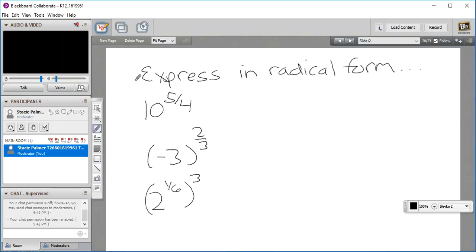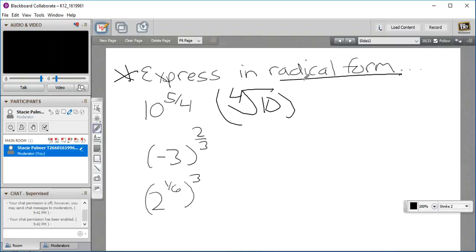Okay, so let's go ahead and practice a few more of putting something that has a rational exponent in radical form, and then we're going to practice putting something in radical form to something that has a rational exponent. So 10 to the 5/4, we would write this as the 4th root of 10 raised to the 5th power. Okay, -3 raised to the 2/3 power. This would be the cube root of -3. Notice how I'm leaving it in the parentheses, and then squared.